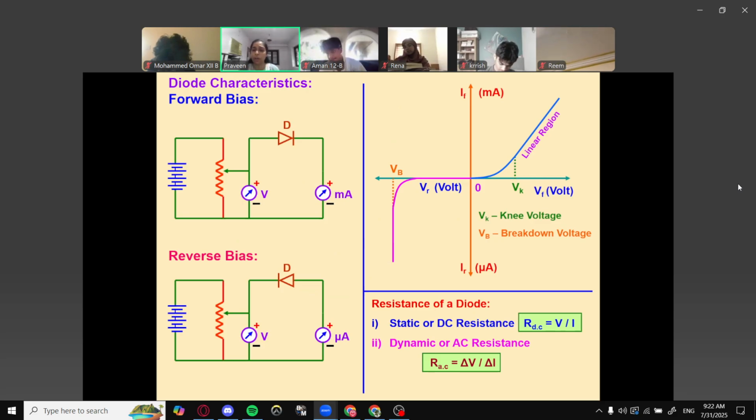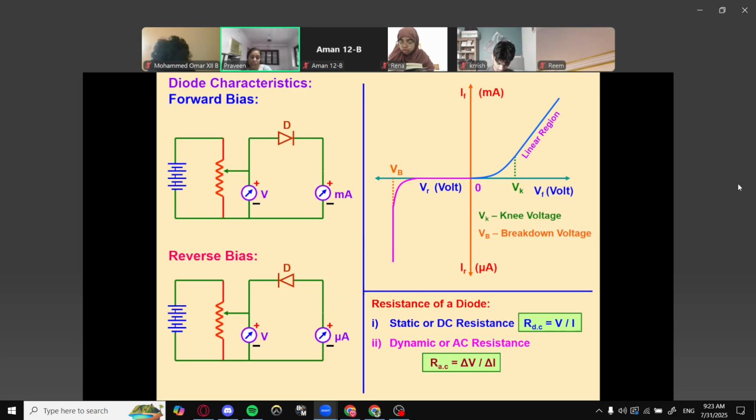It's the ratio of a small change in the applied voltage to the corresponding change in the current, delta I. You simply need to understand these two terms and the equations, because you may be asked to calculate the dynamic resistance. You can calculate that from the slope also. By calculating the slope of the forward VI characteristics graph, you can find out the static or dynamic resistance. So these are the important topics related to the PN junction.